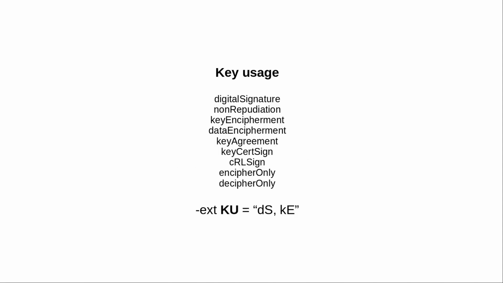Then we have key usage. And we can use our keys for all purposes in this list. And you could provide these elements in full text, like cRLSign or dataEncipherment. Or you could use the short form, like small d capital S for digitalSignature, or small k capital E for keyEncipherment. Now we are going to say a few words about criticality.